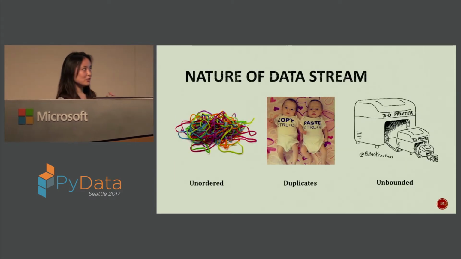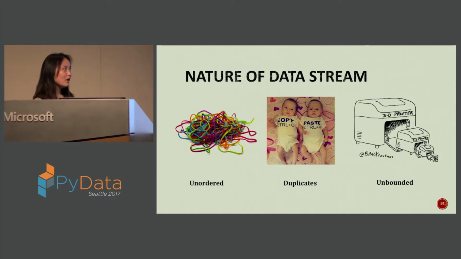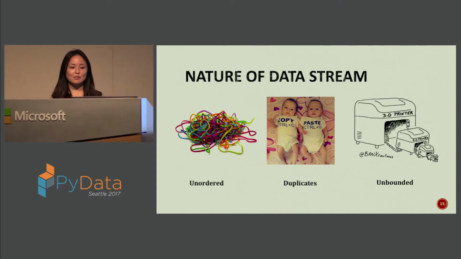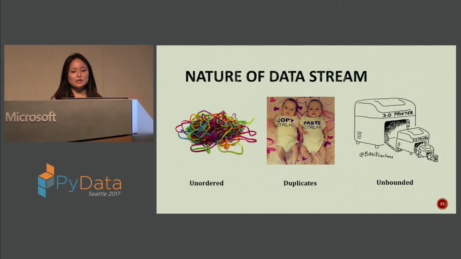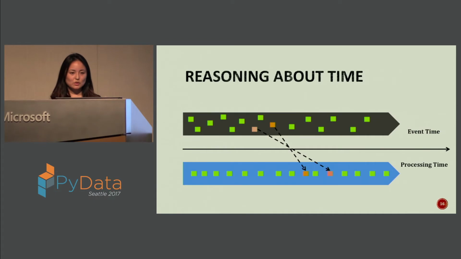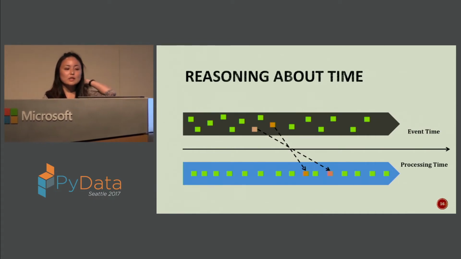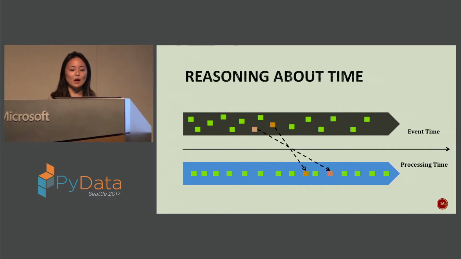So a streaming pipeline can be a little bit challenging because of the nature of the data stream itself. Events usually come into a pipeline unordered, so they can come in a different order. And there are always going to be duplicates in your data stream. And another thing is the data stream is unbounded, which means there will always be new data points coming in. So the nature of the data stream makes you think about how you would reason about time.